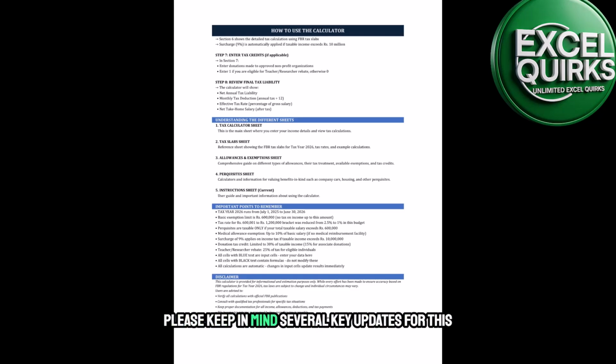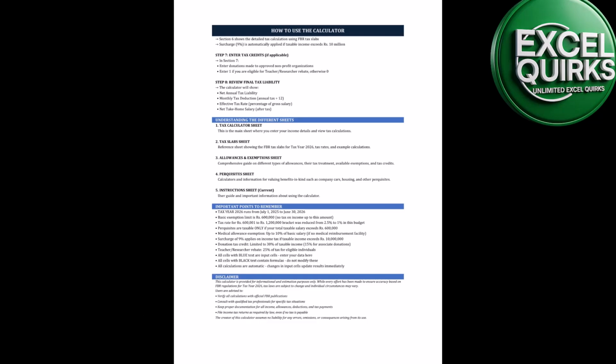Please keep in mind several key updates for this year. The basic exemption remains at 600,000 rupees, but the tax rate for the second bracket has been notably reduced to 1%. While this tool is designed for precision, we always recommend verifying your final results with official FBR publications and consulting a tax professional for specific individual circumstances.